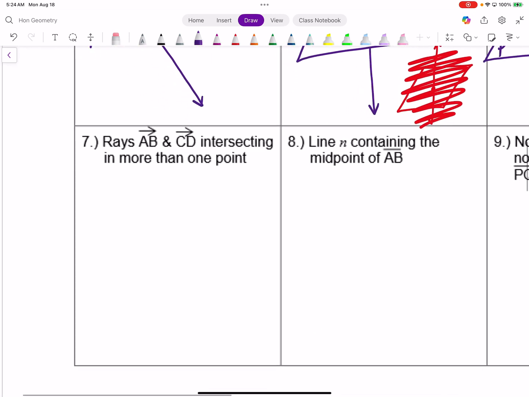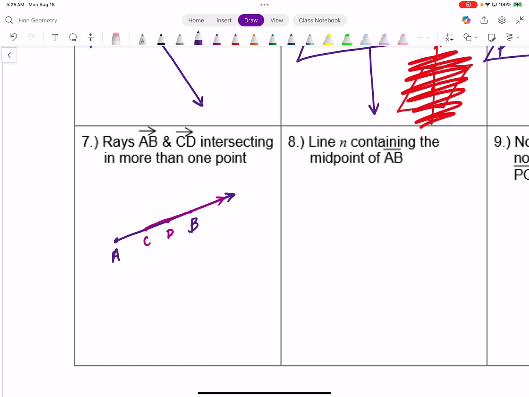Okay, so, all right, rays AB and CD intersect in more than one point. So let's just draw a ray AB. There's all sorts of ways you could do this. I could say there's ray AB, and maybe I put point C here and point D there. And so ray CD would be this ray. And so they would intersect in all the points in ray CD.